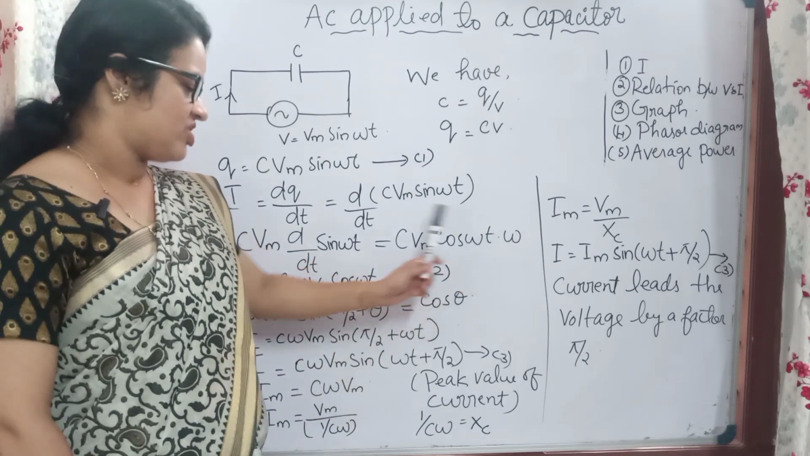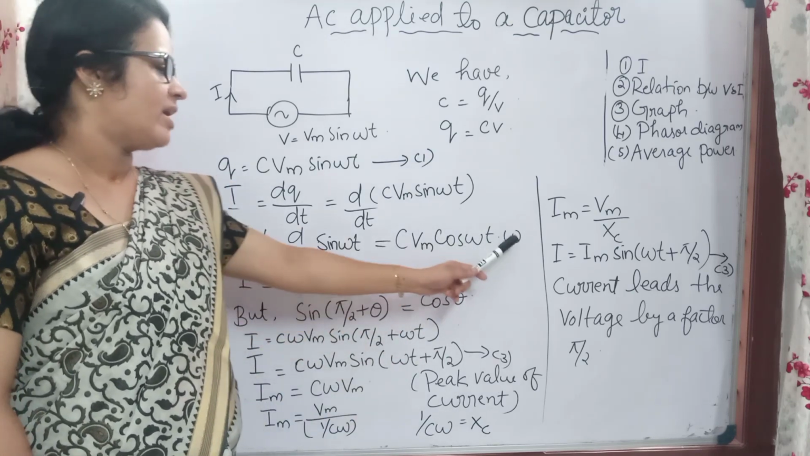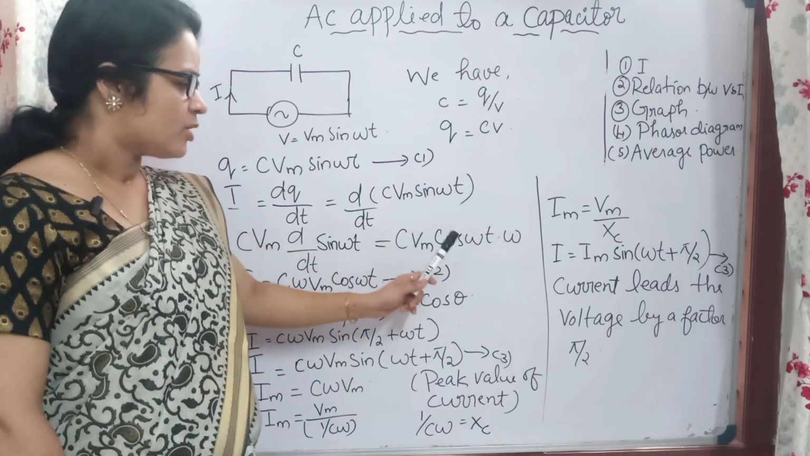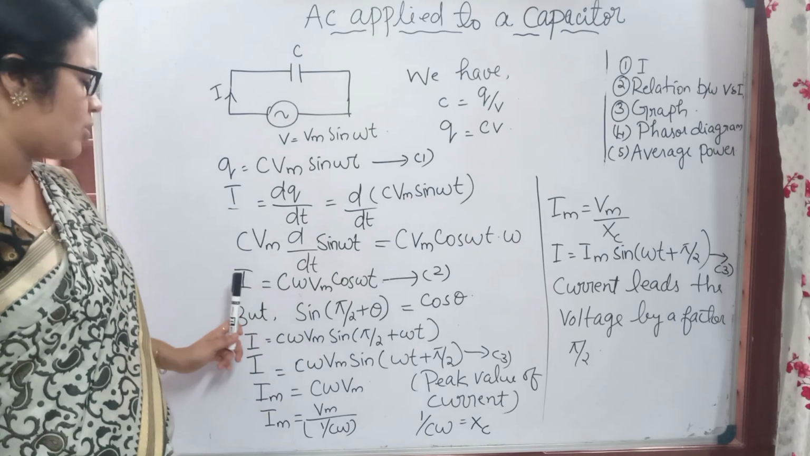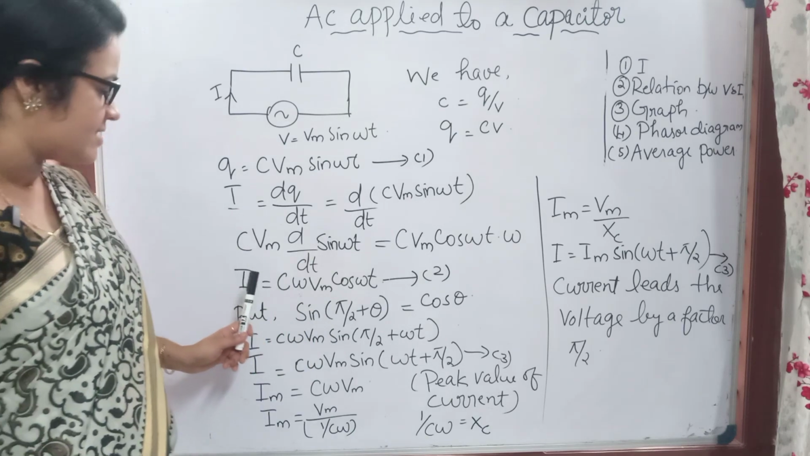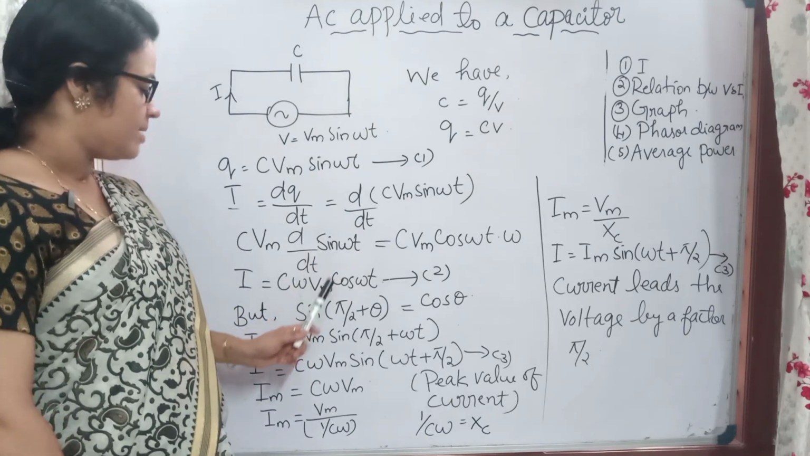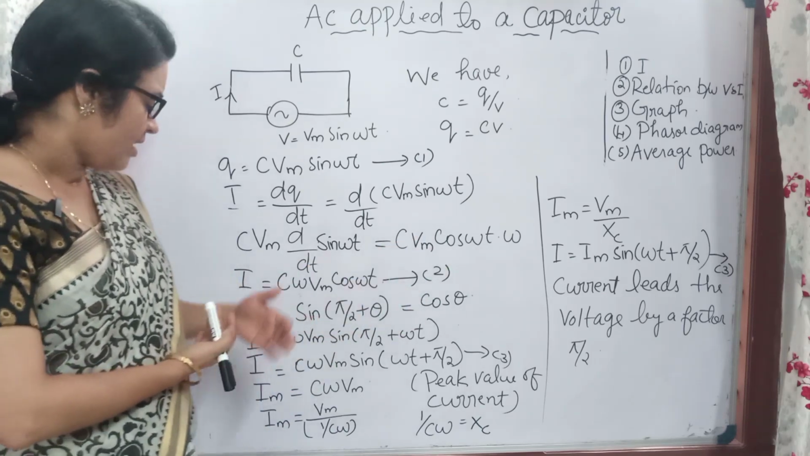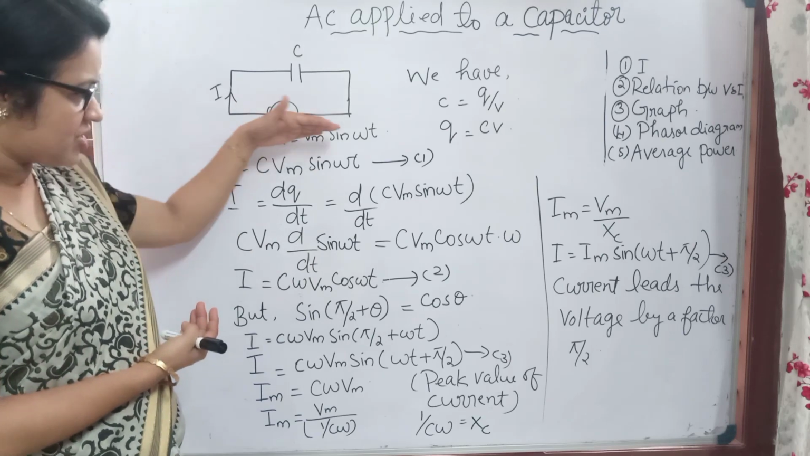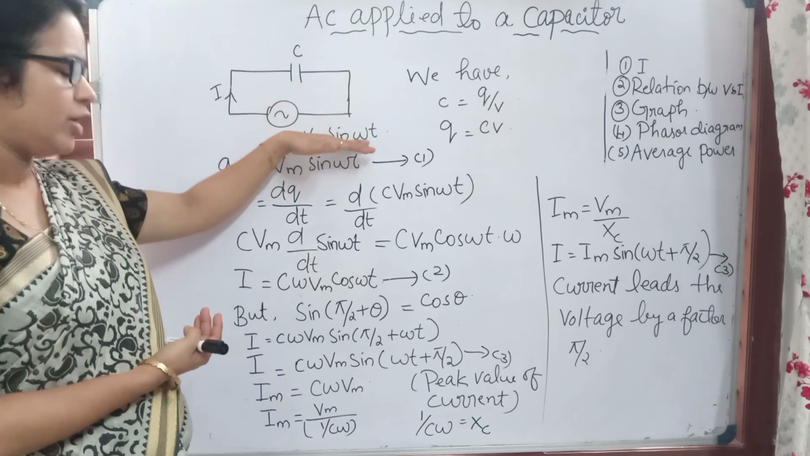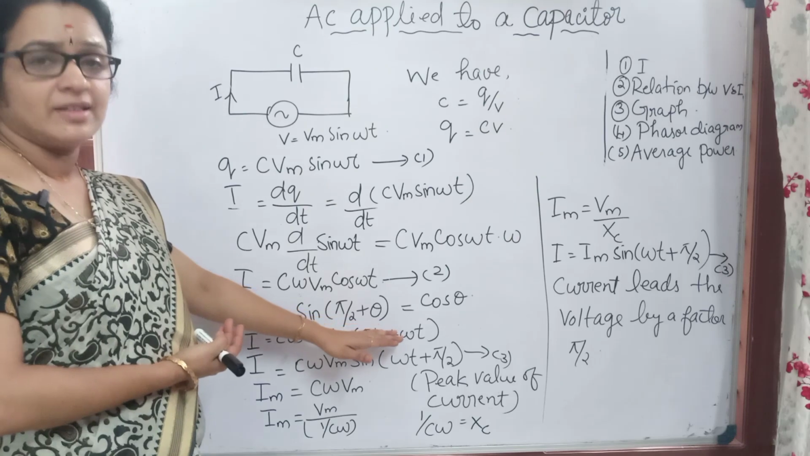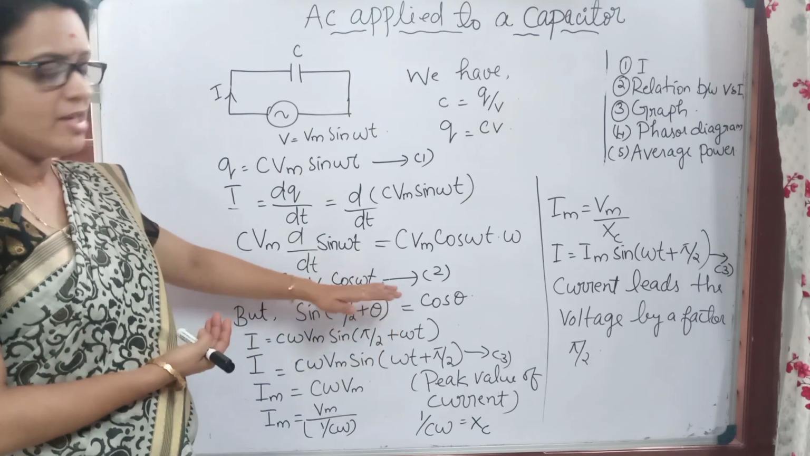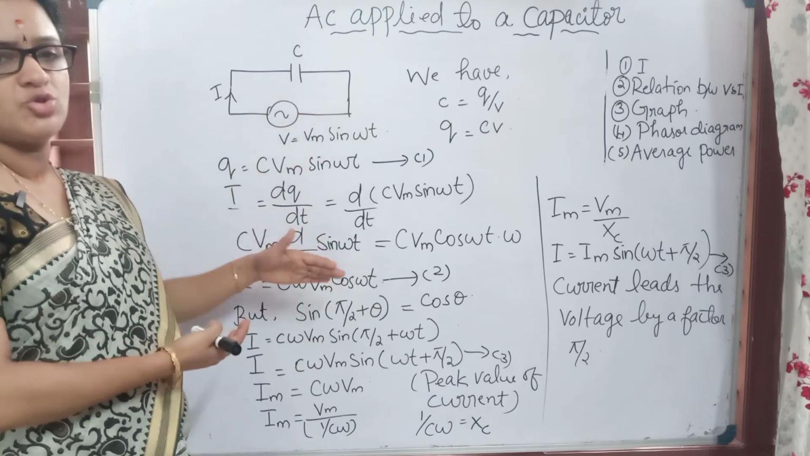Clear? Now we can rearrange it: C omega Vm cos omega t. That is the equation. So current can be written as I is equal to C omega Vm cos omega t. This can be taken as the second equation. Now the voltage was Vm sin omega t, but here we have the current in terms of cosine, cos omega t. So we can't compare these two easily.